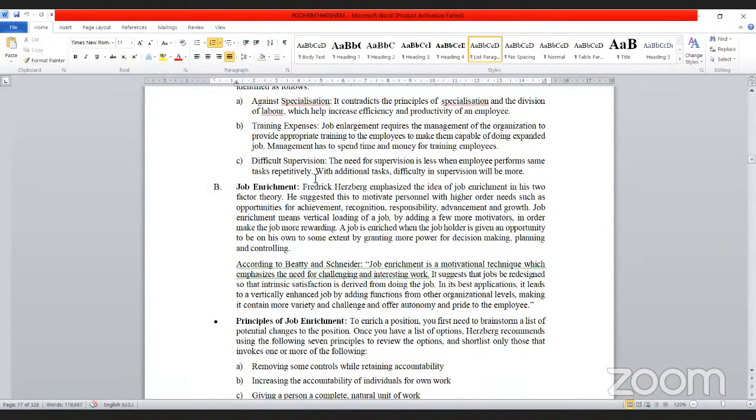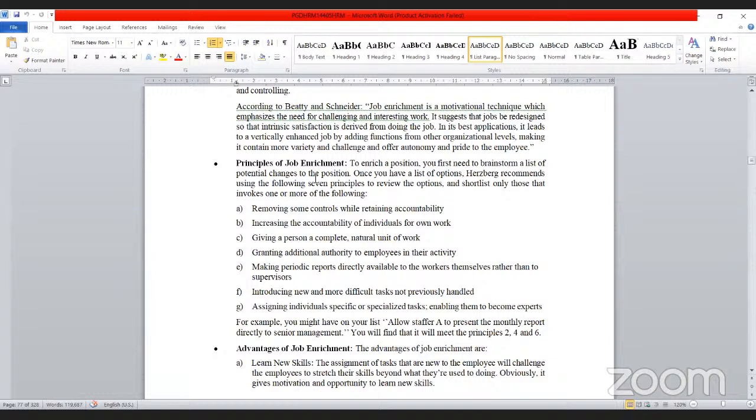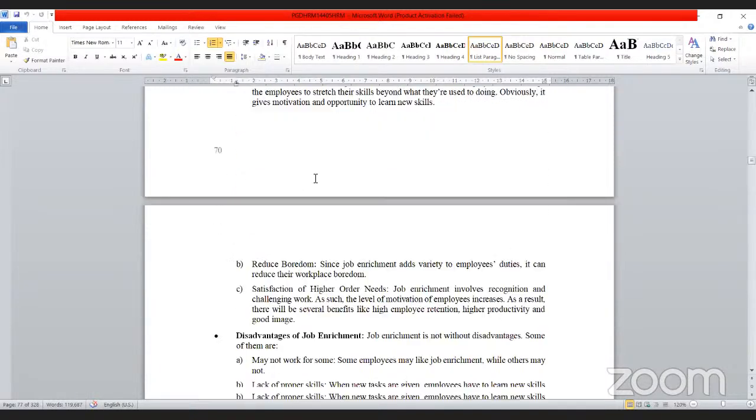Job enrichment is the vertical loading of a job, by adding a few more motivators in order to make the job more rewarding. Job enrichment is a motivational technique which emphasizes the need for challenging and interesting work. Principles of job enrichment: removing some controls or making periodic reports, introducing new or more difficult tasks, assigning individuals a specific task, enriching the list of options, or brainstorming a list of potential changes in the existing positions.